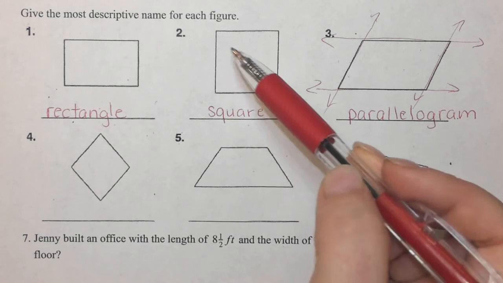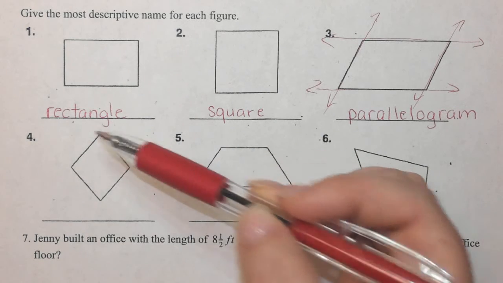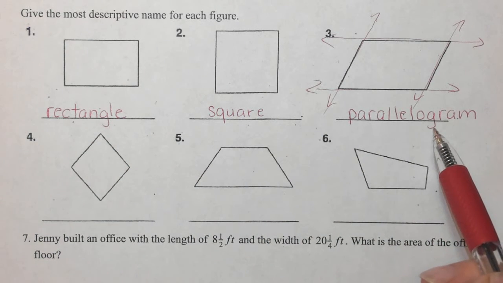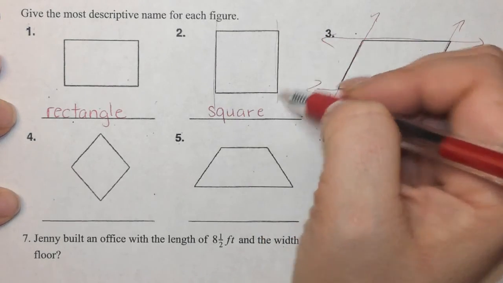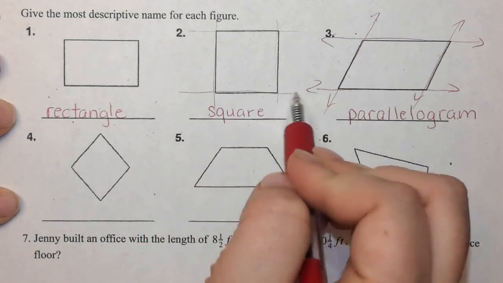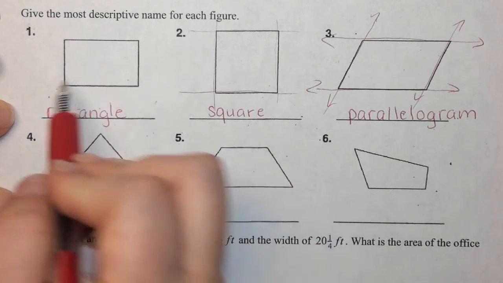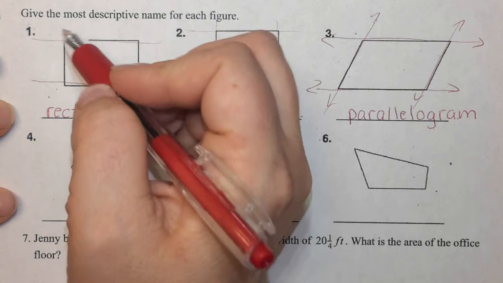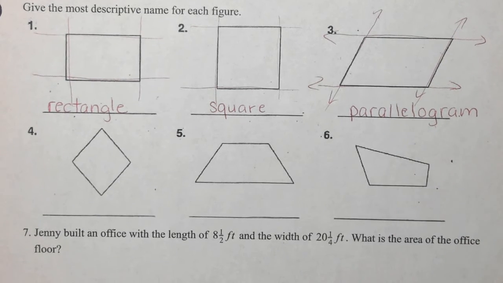But a square, so we've already said a square is a quadrilateral. It's also a rectangle, and it's also a type of parallelogram, because if you look at these sides, are they going the same direction? Top and bottom, are they going the same direction? A rectangle is a quadrilateral, and it's also a parallelogram because those lines are parallel. So number 3 can't be a rectangle, can't be a square. It's more specific than a quadrilateral, so we name it parallelogram. Are we okay with 3?